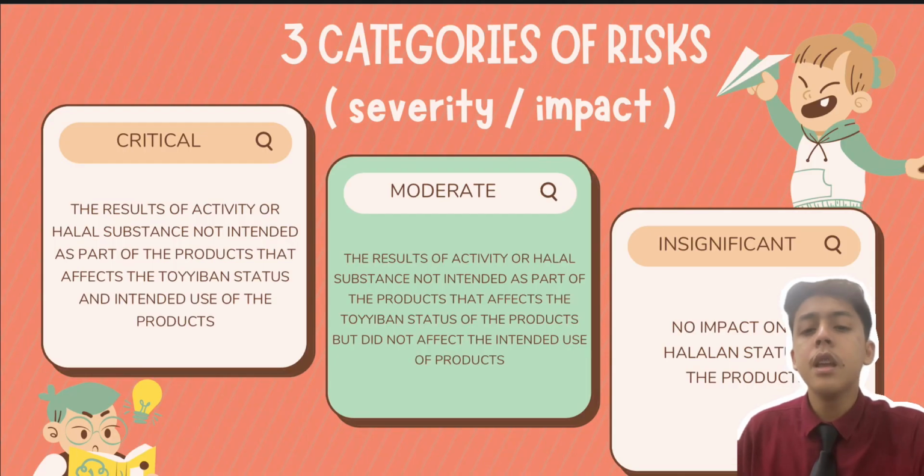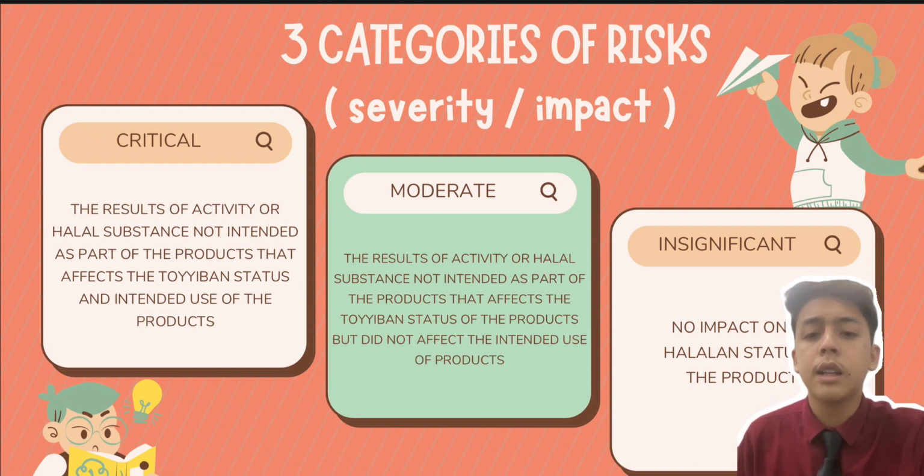Next, three categories of severity impact. First is critical: the result of an activity or halal substance not intended as part of the product that affects the thayyiban status and intended use of the product. Second, moderate: the result of an activity or halal substance not intended as part of the product that affects the thayyiban status of the product but does not affect the intended use of the product. And last one is insignificant: no impact on the halalan status of the product.